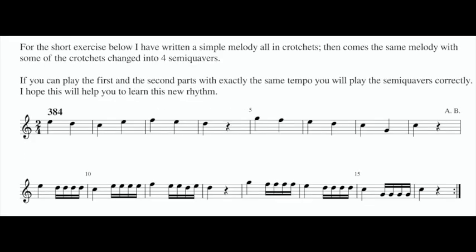For the short exercise below, I've written a simple melody all in crochets, then comes the same melody with some of the crochets changed into 4 semiquavers. If you can play the first and the second part with exactly the same tempo, you will play the semiquavers correctly. I hope this will help you to learn this new rhythm. So I will play 384, first time with beat, and second time without. 1, 2.